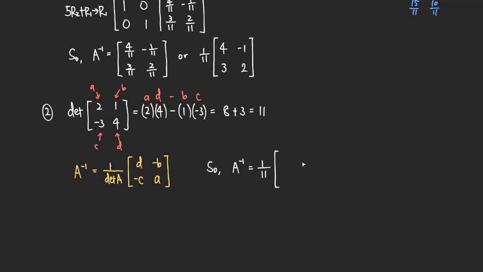And now the A and the D are switched, as you can see. A was originally at the 1, 1 entry and D is at the 2, 2 entry. Now they're switched, so we get the 4 and then the 2. And then negate the B and the C, so we get negative 1 for the B, and 3 for the C. And so that is our inverse. If you want, you can multiply the 1 over 11 inside the matrix. That is the same answer, but this is a lot faster.